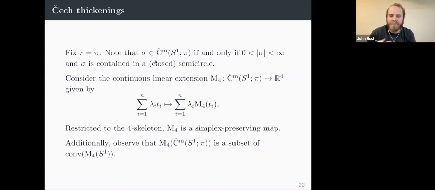That's because every set of 5 distinct points in the image of this map maps to an affinely independent set. Additionally, I'll have you observe that the image of this map applied to the Čech metric thickening is a subset of the convex hull of the image of the map applied to the circle. This is: take the curve in R4, take its convex hull. This is: take this curve in R4 and take the convex hull only of points that belong to closed semicircles. And it turns out, in a few slides, I'll describe that this is a proper subset.